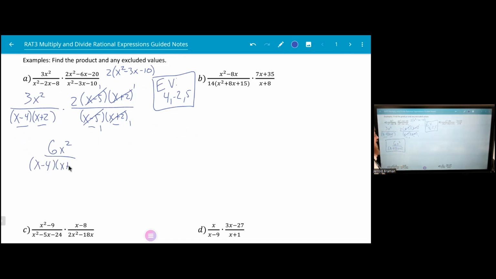And that is it. We multiplied and found excluded values. All right, I'm going to do B. We're going to look at that one more time. You're going to try C and D.